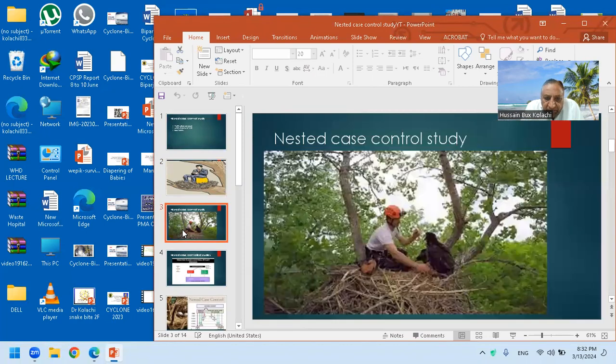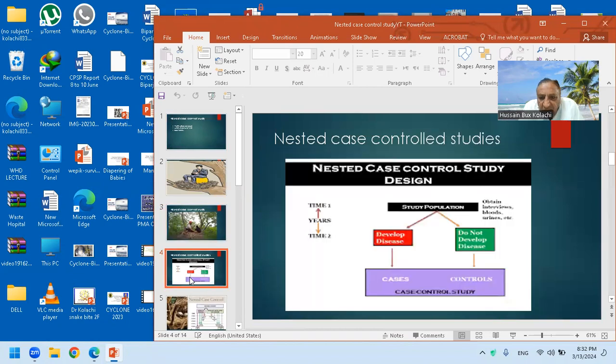Then coming to this side of the slide, I should check whether the video and audio are audible or not. Anyway, this is another picture which also shows the same situation. Once again, you can see that the nest is reflected. So this is the actual slide of this study.